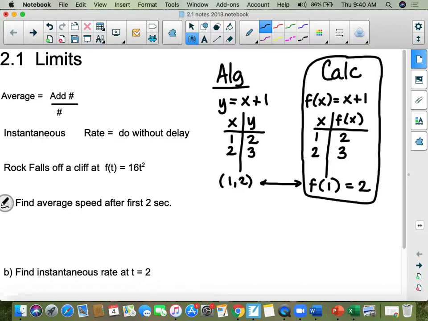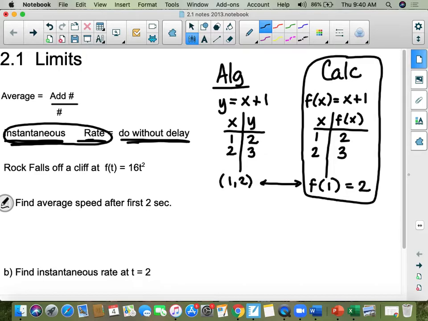Before we move on, I can start, I guess. To find the average of something, you add the numbers up and divide by how many numbers. When I talk about instantaneous rate, you do it without delay. Basically, that is what we're going to be getting into, is instantaneous rate.